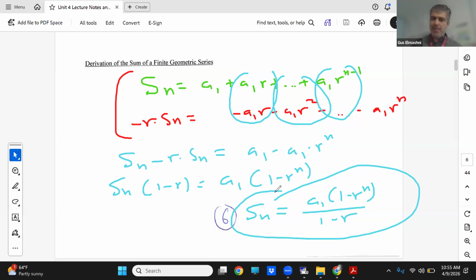I'll give that to you. Don't worry about it. But that's how the derivation comes about. So you take what Sn is, which makes sense: the first term plus all the other terms multiplied by R, right? You stop at R raised to n minus 1. But what if you took that formula and multiplied by negative R? Then the terms change. You have negative A1R as your first term, negative A1R squared as your second term, so forth, and negative A1R to the n. If you combine those equations and then do some nifty factoring and get Sn by itself, voila, you get the formula. So that's where the formula comes from.